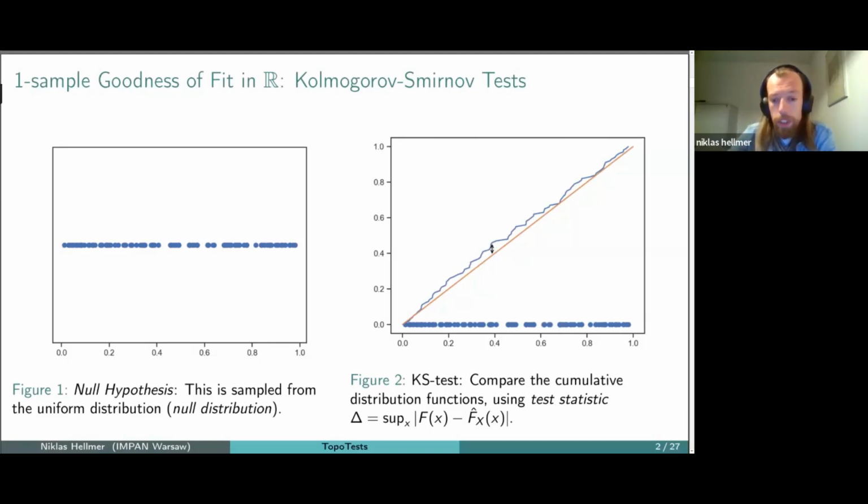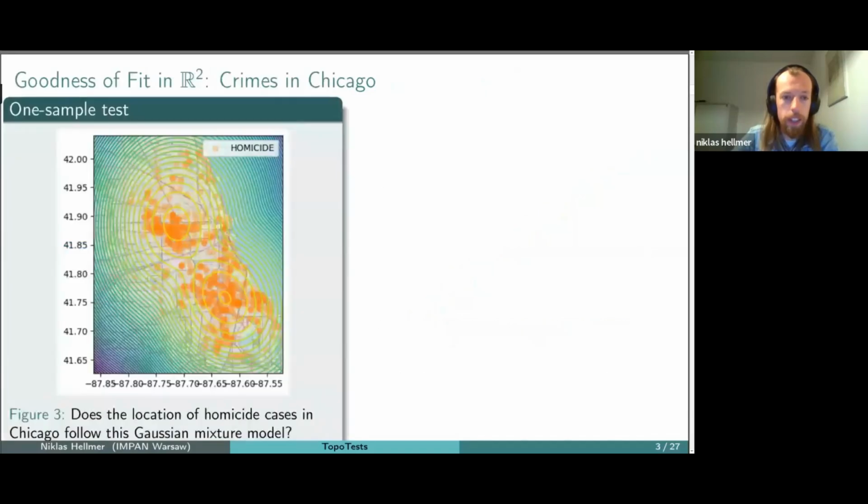What I want to do is use topology in higher dimensions to answer this kind of question. This is not a completely made up problem, because high-dimensional samples exist. Here are the locations of homicide cases in Chicago over the course of the last year. I've fit a Gaussian mixture model with 2 components, and I might wonder whether this model is a good fit.